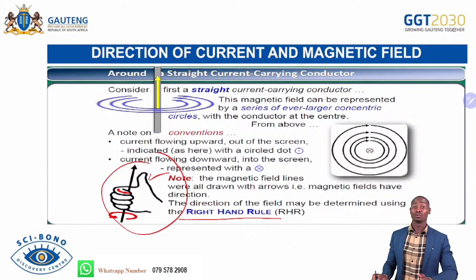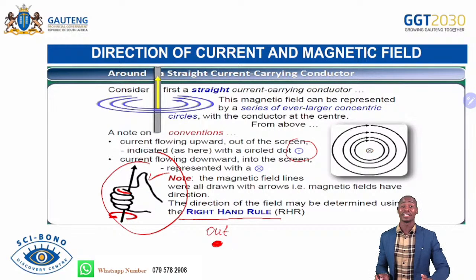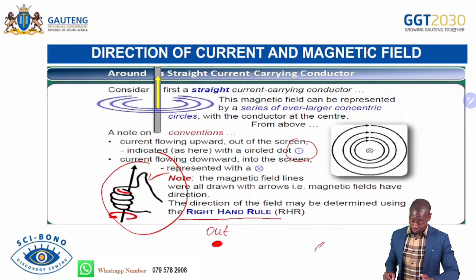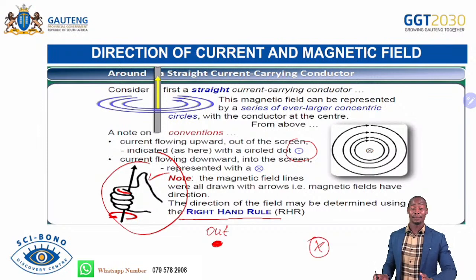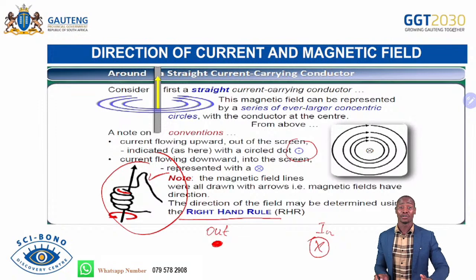So if the current is out of the page, for example, when it comes to this diagram, remember, we can represent out of the page by a dot. So this dot gives you the direction of current, all right? The cross also gives you the direction of current. The dot is current out of the page, and then current into the page, we use a cross for that, all right?